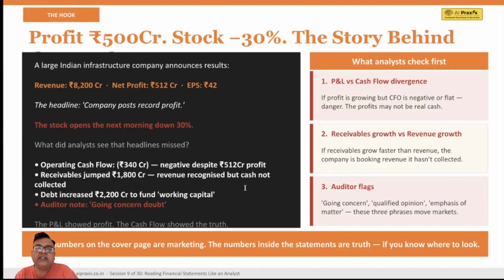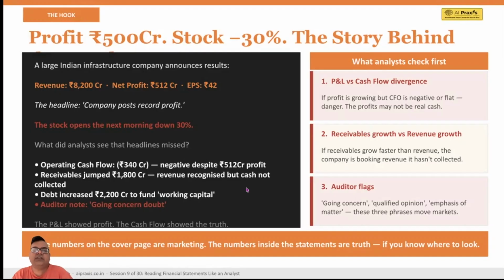And this is the most serious point. The auditor, who is an independent professional, is saying we are not sure this company will continue operating, right? This is called a going concern warning. This is a phrase that you might have read in newspapers or in the news. When this appears, markets react immediately, because this is not an opinion. It's a professional risk signal. This is your fourth and biggest red flag.